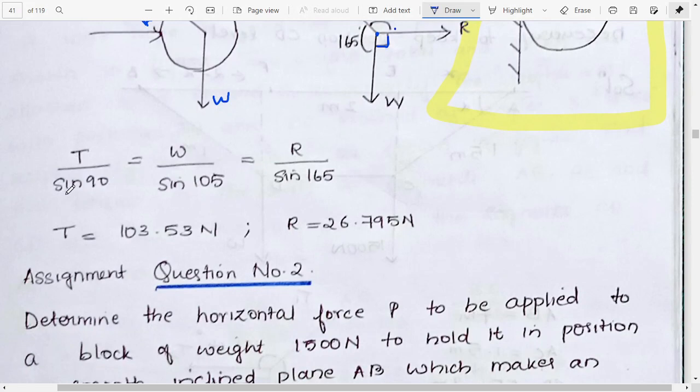We know that sine 90 is equal to 1, so we'll be getting T is equal to W by sine 105. We know the value of sine 105 also. From that we'll get the values of W, T and R. Okay. So all the burden of resolving has rapidly decreased if you are using this Lami's theorem. Now let us move to the second problem.